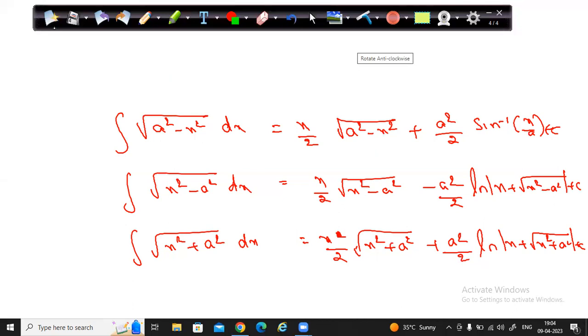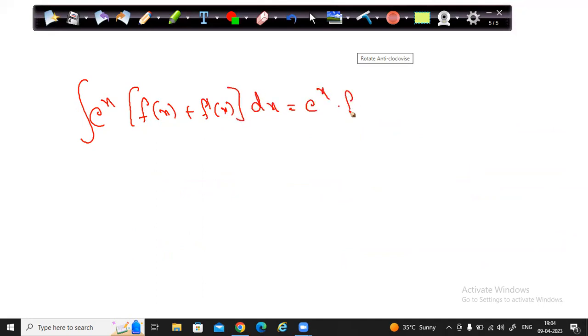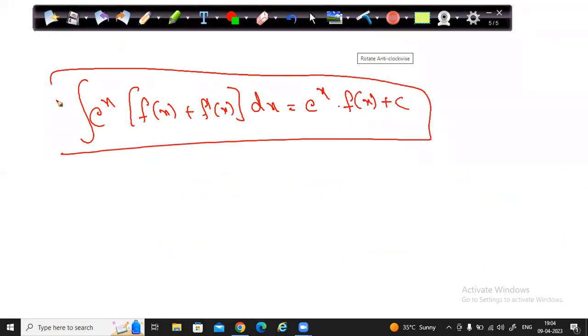And one more important formula is there. It is not related to this. The integral of e power x into f of x plus f dash x into dx is the same as e power x into f of x plus c. This is one of the most important formulas for the AP calculus part.